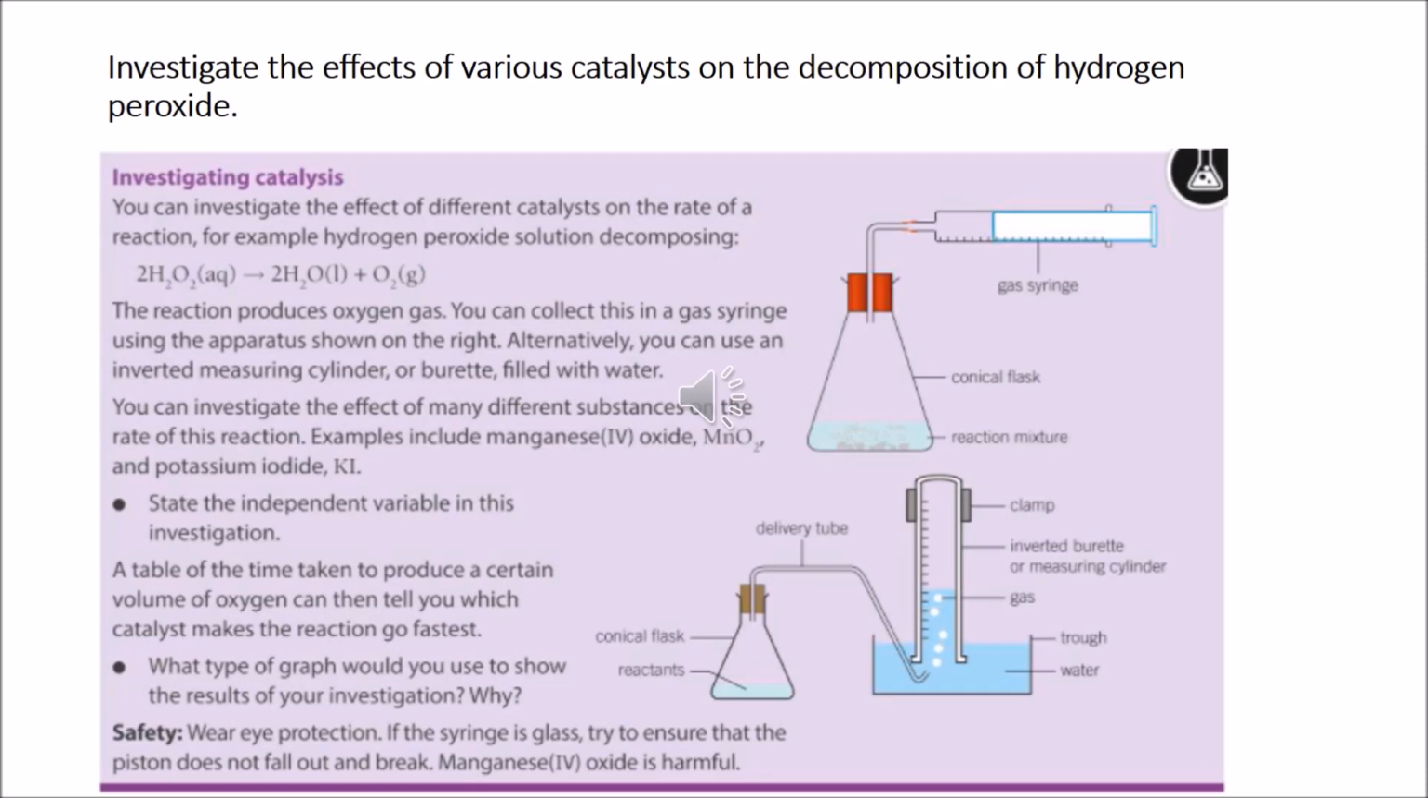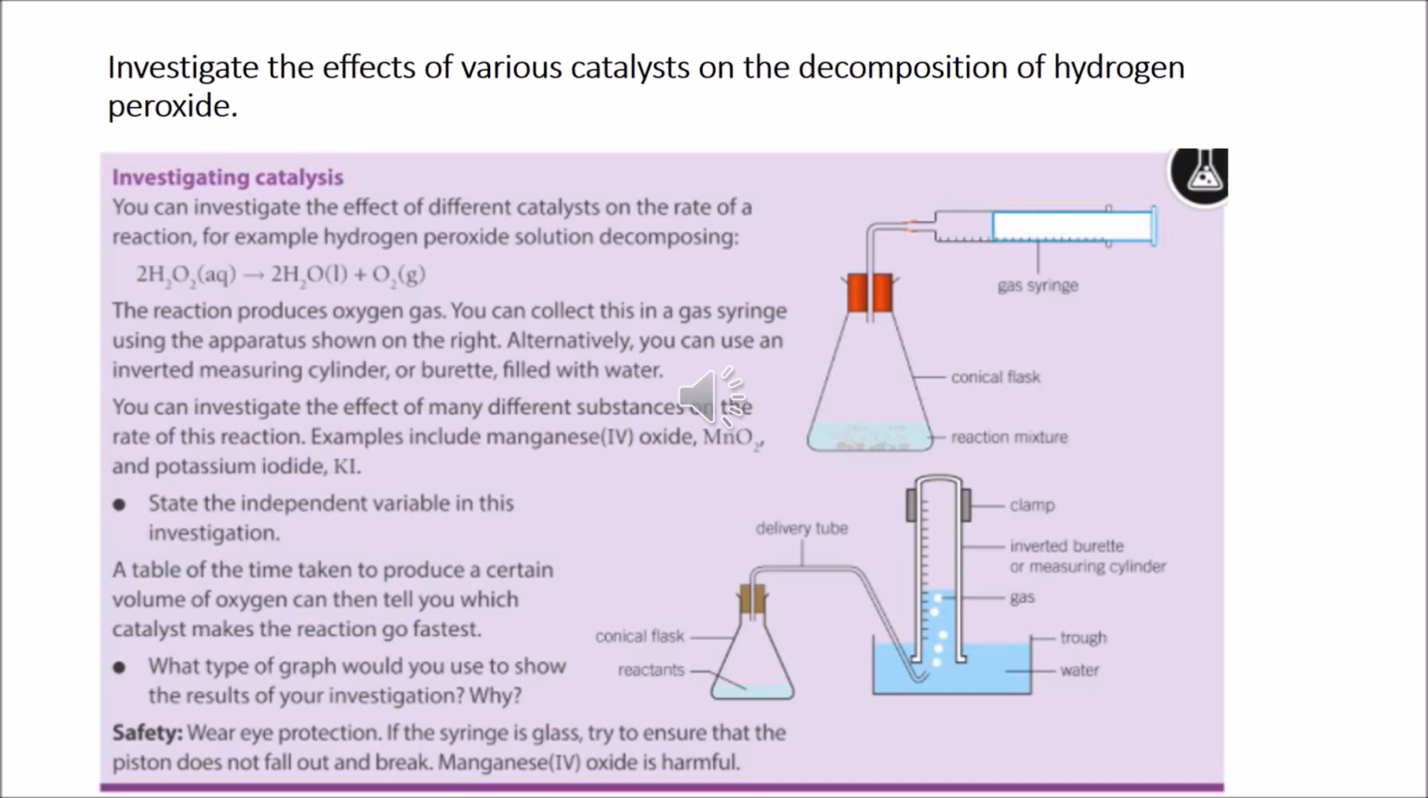Right, these slides explain how to investigate the effect of various catalysts on the decomposition of hydrogen peroxide. You can investigate the effect of different catalysts on the rate of a reaction, for example, hydrogen peroxide solution decomposing. So you have the equation there: hydrogen peroxide decomposing into water plus oxygen gas. The reaction produces oxygen gas.